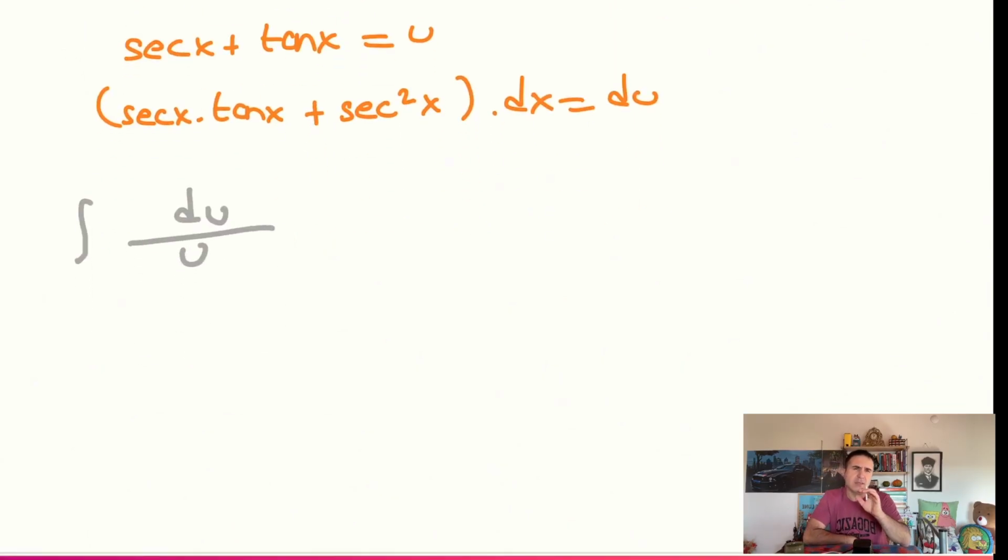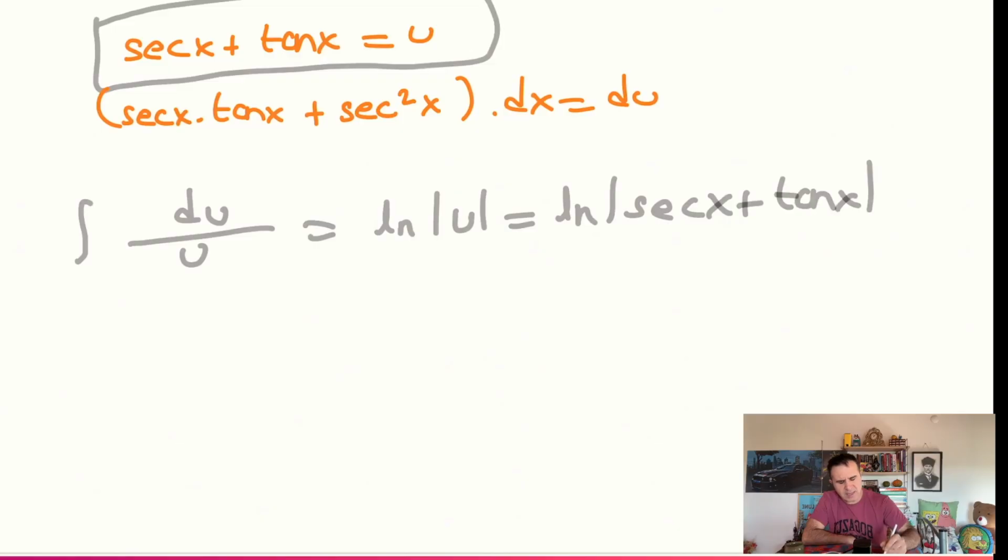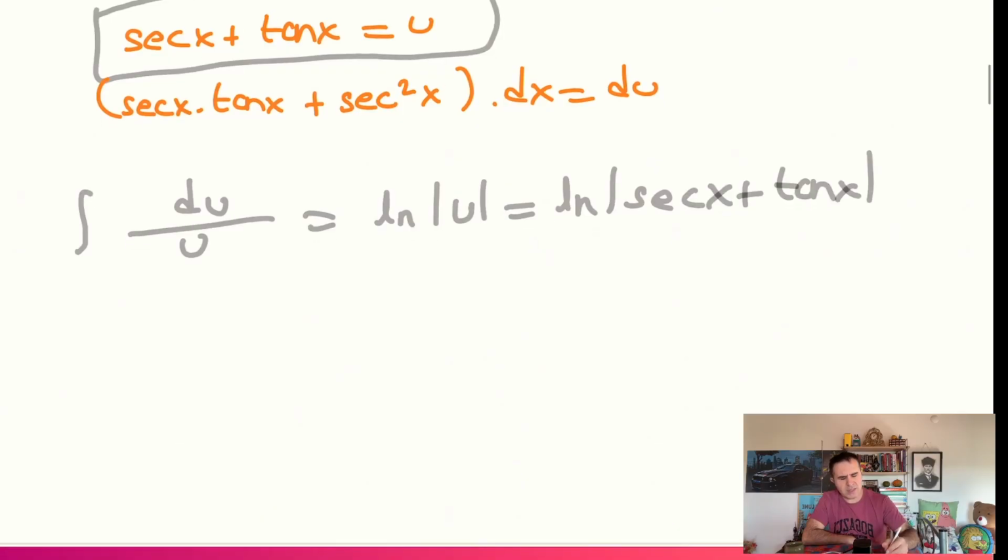Since the integral of 1 over x is ln of the absolute value of x, the integral of 1 over u du is ln absolute value of u. And since we chose secant x plus tangent x as u, this becomes ln absolute value of secant x plus tangent x. And our integral was an indefinite integral, so we add a constant c.